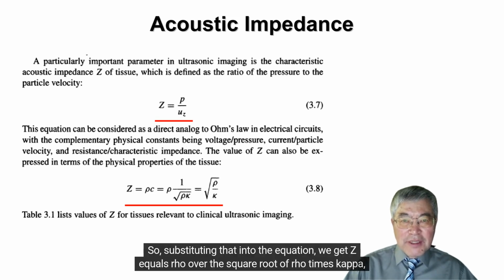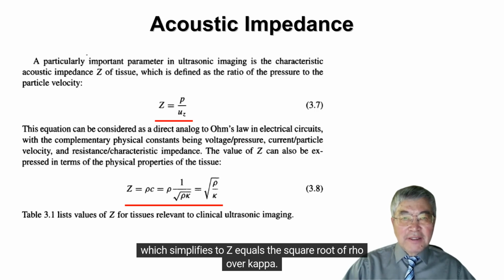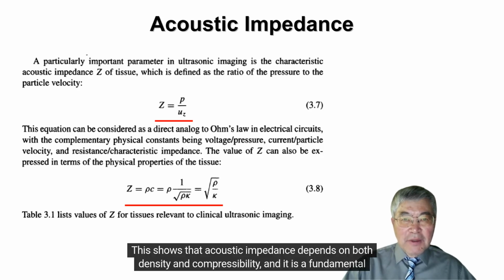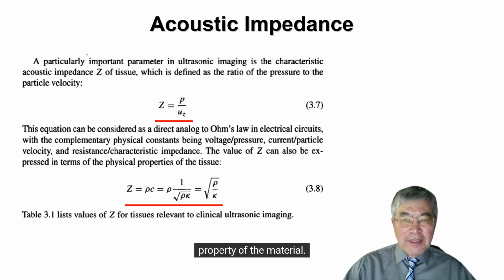So, substituting that into the equation, we get Z equals RHO over the square root of RHO times kappa, which simplifies to Z equals the square root of RHO over kappa. This shows that acoustic impedance depends on both density and compressibility, and it is a fundamental property of the material.